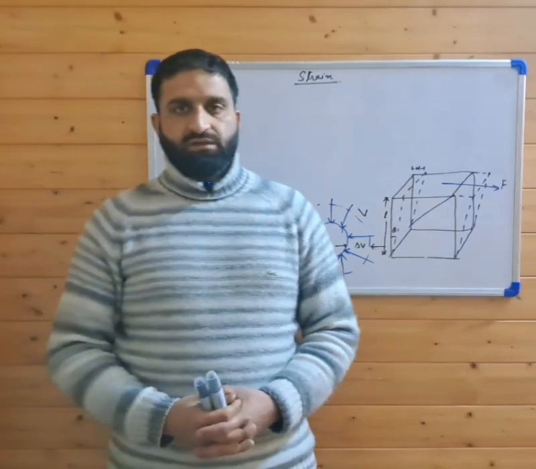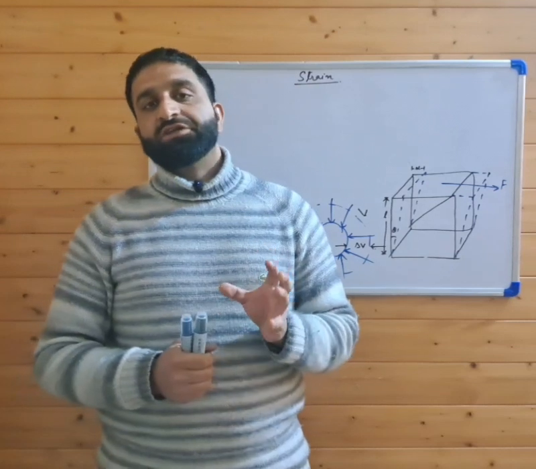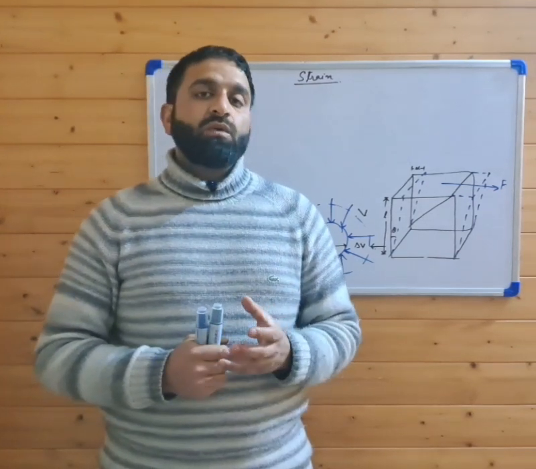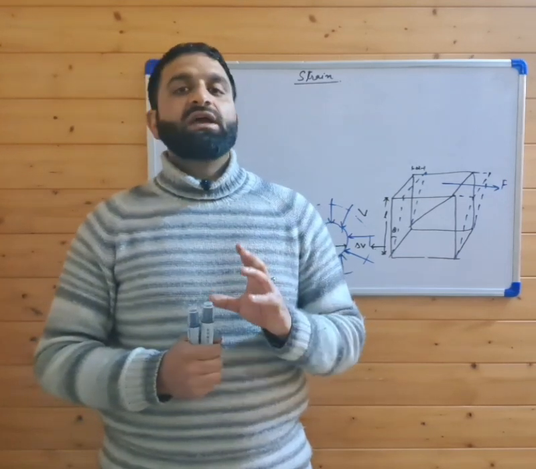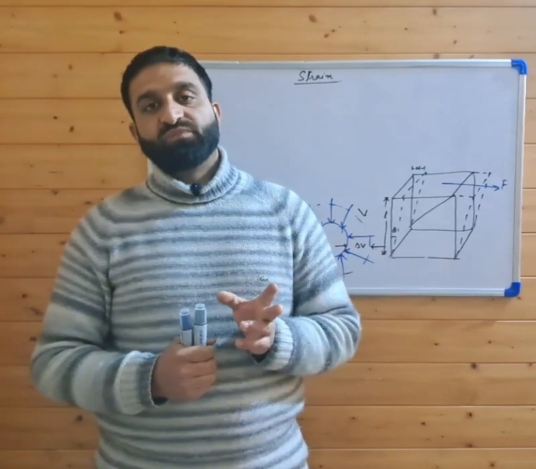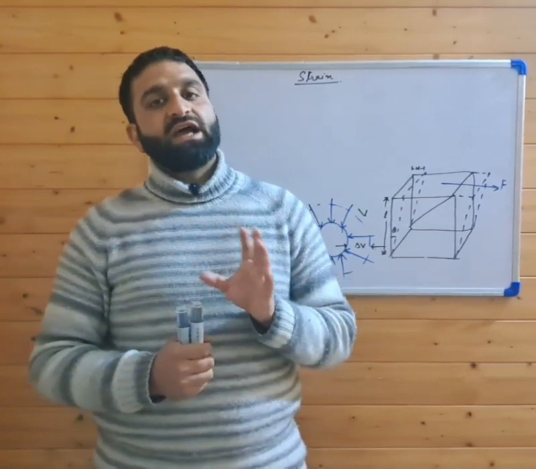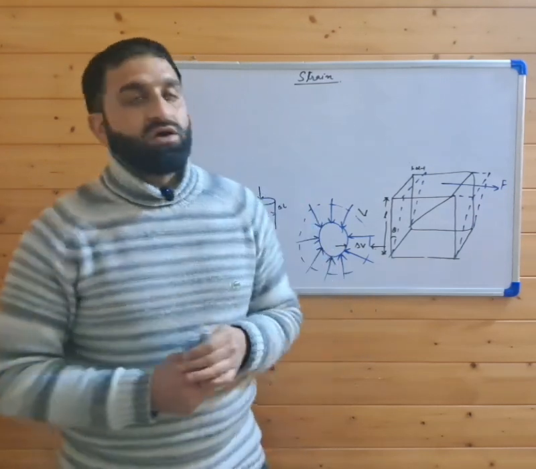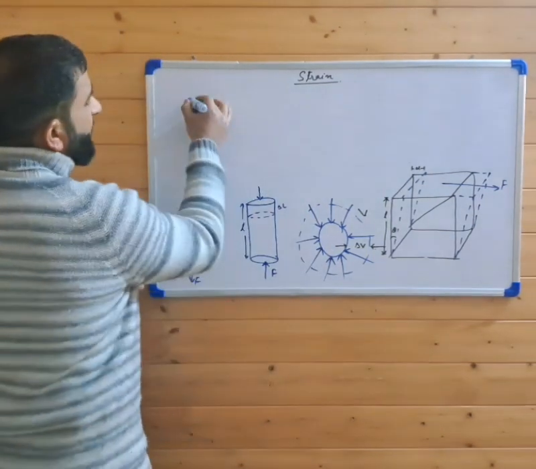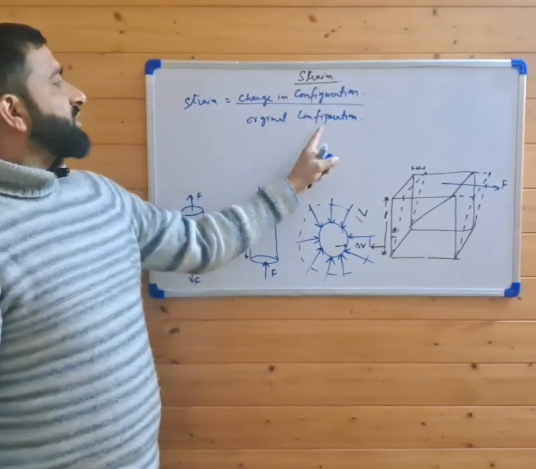Let us discuss the strain. When an external deforming force is applied on a body, its configuration changes. Now, we will take how much is the change in configuration and relate it to the original configuration. That gives us strain. The strain is defined as the ratio of change in configuration to the original configuration. So strain is the ratio of change in configuration to the original configuration.